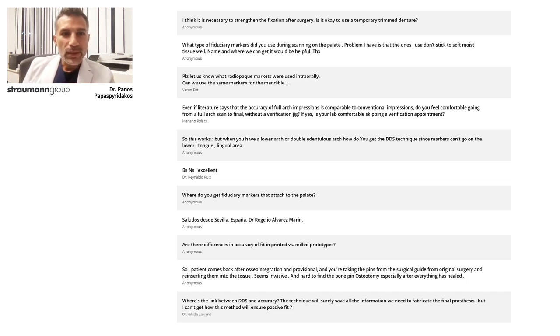What about the lower arch? We gave the solution to that. You can use the modified DDS technique with the anchor pins on immediate load or with the new novel scan bodies that we showed.